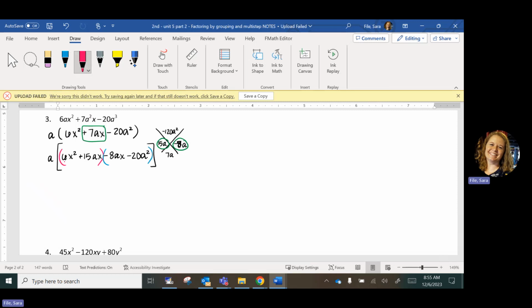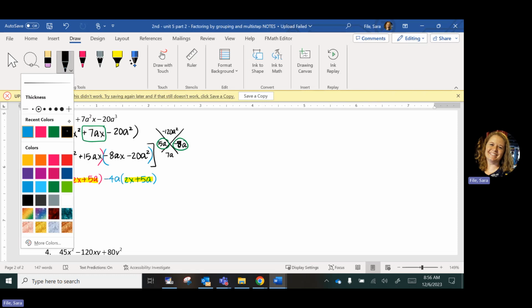So in the first group, I could factor out a 3x. And that would leave me with 2x plus 5a. And in the second group, definitely factor out the negative, and then I could factor out a 4a. And that would leave me with 2x. And the negative divided by the negative is going to make it a plus. And 20 divided by 4 is 5. And I factored out an a, so I'm left with an a. And how about that? My leftovers are the same.